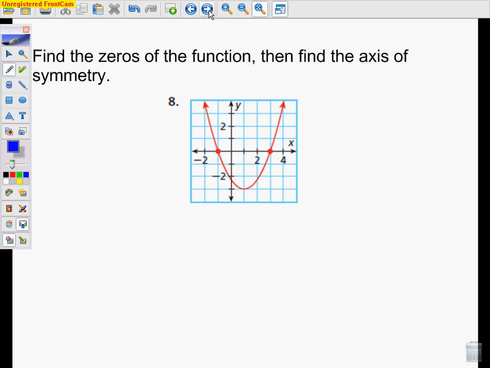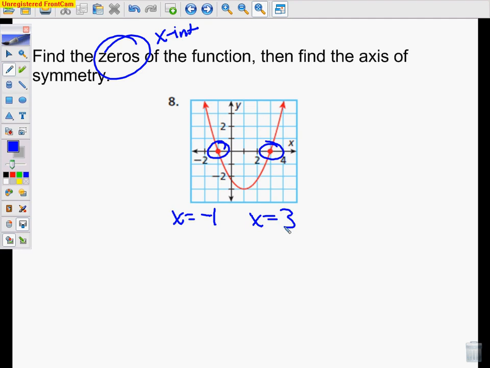Moving on. Number 8, this one says find the zeros of the function, then find the axis of symmetry. Zeros. This is another word for x-intercepts. Okay? So here we can clearly see that the zeros are here and here. What are those values? Negative 1 and positive 3. So those are the zeros of the function.